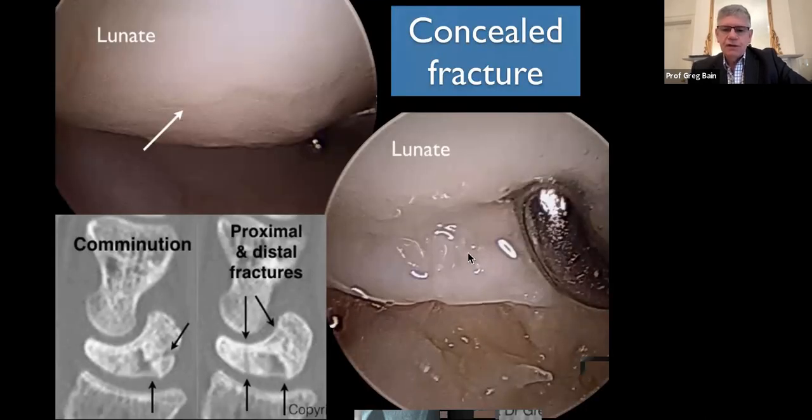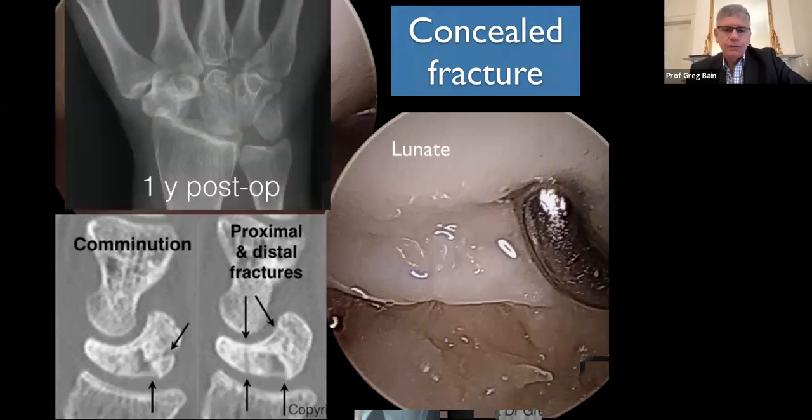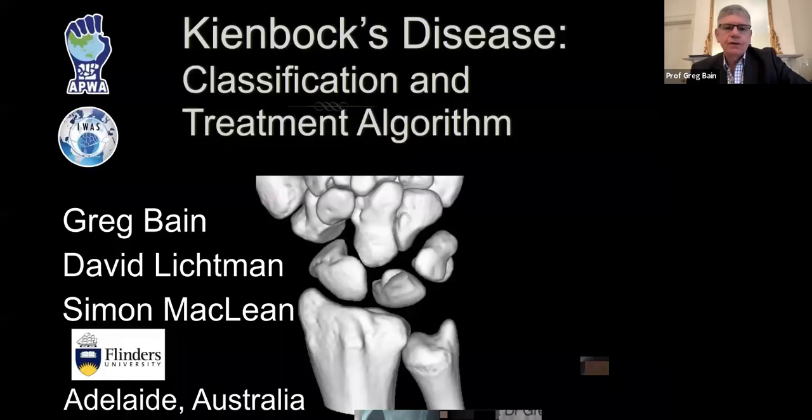This was their lunate. We can see it on arthroscopy. This was the initial view of that, which at first just looks like there's a crease. But once we were able to probe that, we could see this concealed fracture, which probably reflects this here, was involved. And at 1 year, we've done a proximal row carpectomy.